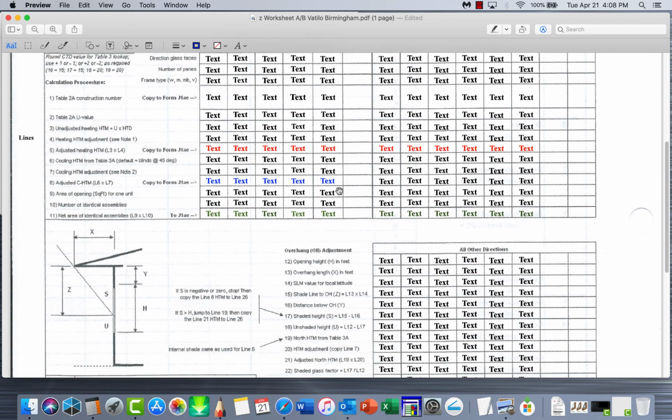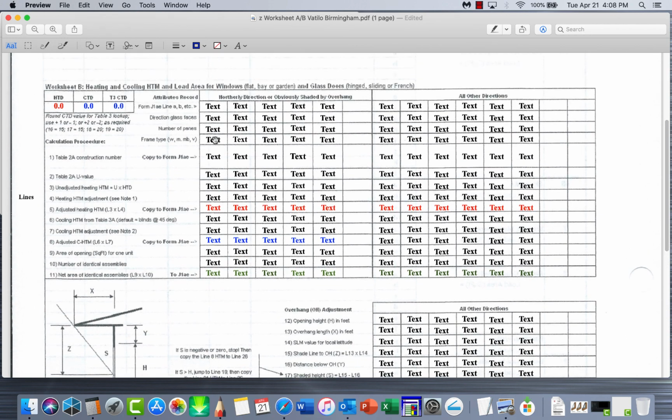Now I have a bunch of fillable forms here, so I can just type in the numbers and the calculations that we do as we go along. As always, you just need to work these right here first, because you'll be using these calculations here, and we'll explain those. And then we'll be doing northerly or obviously shaded overhang.